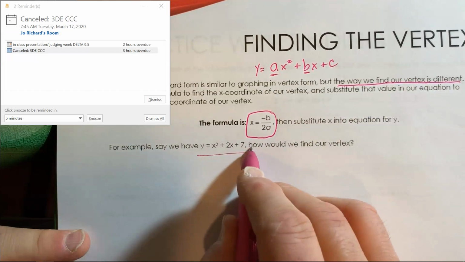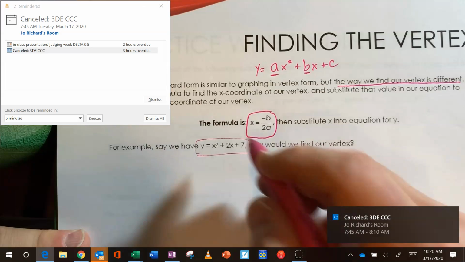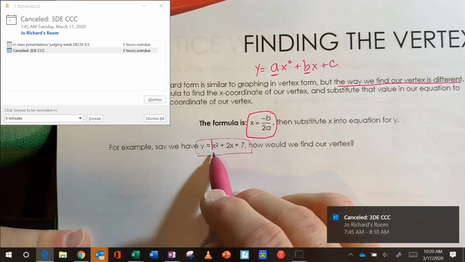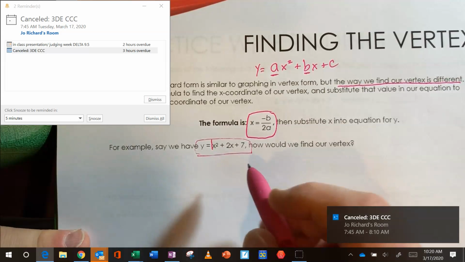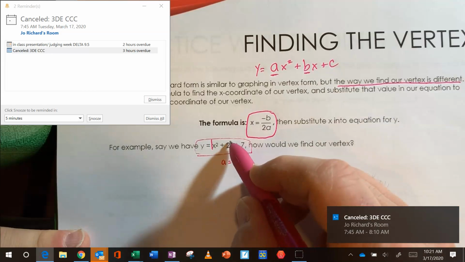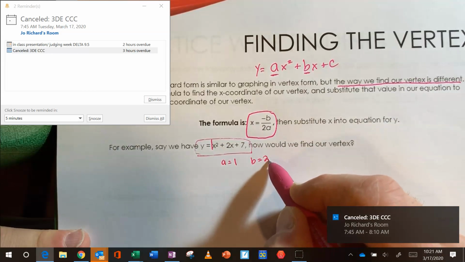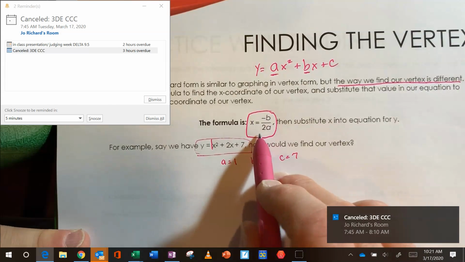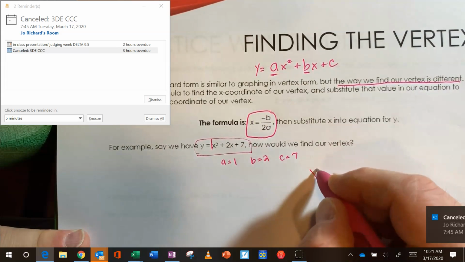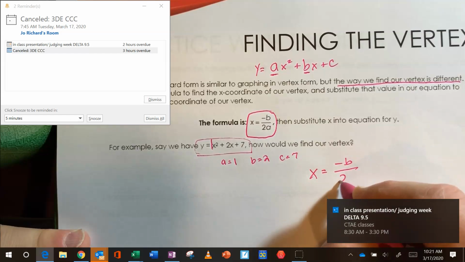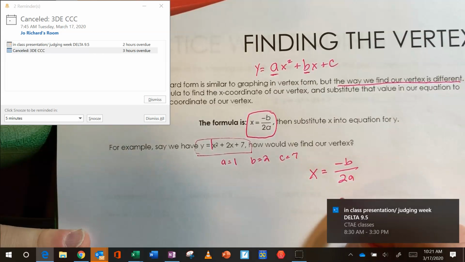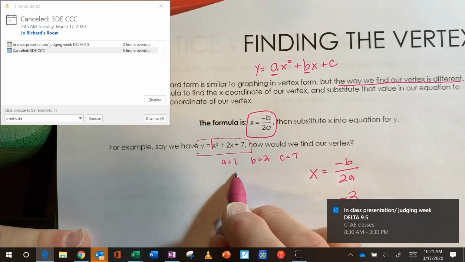So for example, here's an equation. How would we find our vertex? Well, a in this equation is just 1 because there's no coefficient out here in front of the x squared. We can put a 1. So a equals 1, b would equal 2, and c would equal 7. Okay, we got those right in the equation. So to find our vertex, we first solve for x. x in this case would be negative b over 2 times a, which equals negative 2 over 2 times 1.